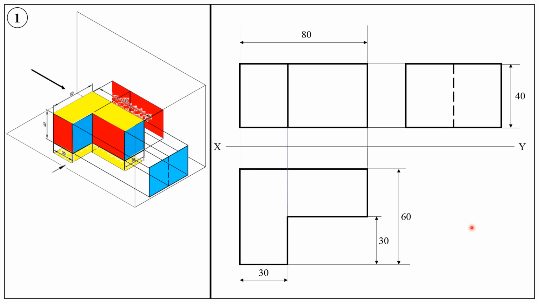Like XY line, we need to put X1 Y1 line. So this is also a reference line which separates the front view and the left hand side view. It's purely optional.